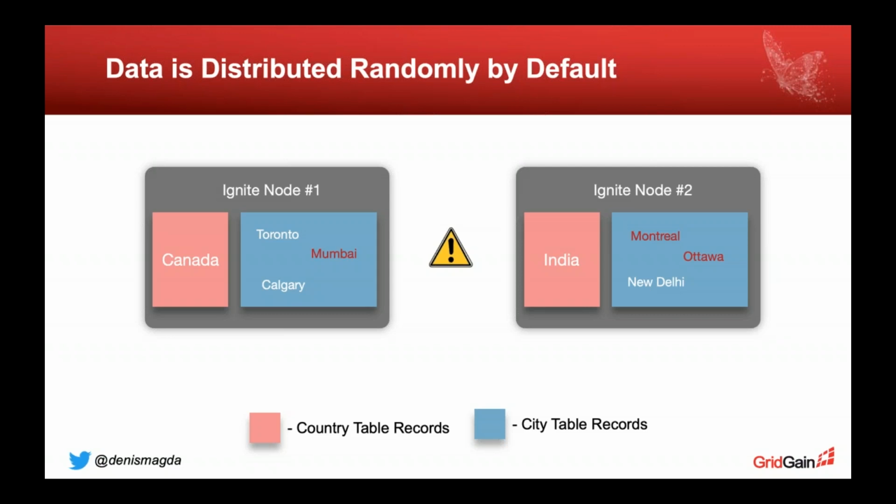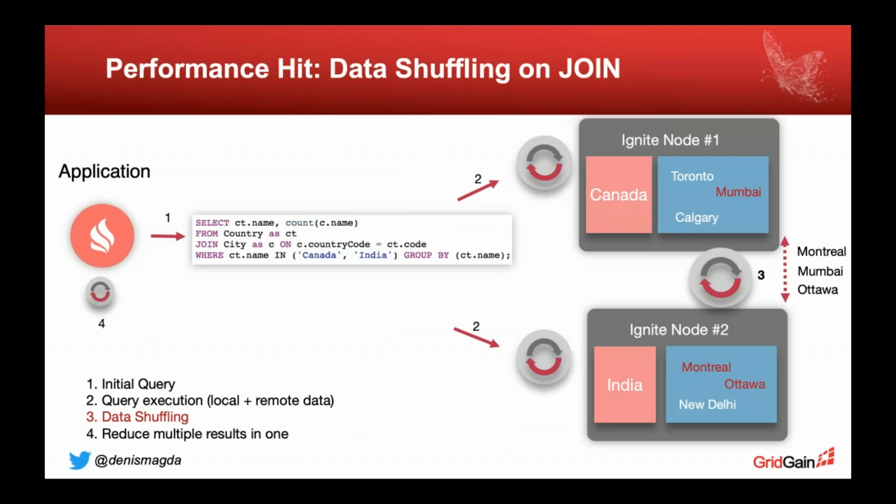And here we have the warning sign, because this situation might be okay for you, especially if you use just key value APIs when you need to read some individual records back. But things can go wrong, let's say, if you start using SQL with joins. You can imagine a variety of different in-memory databases providing SQL capabilities. So for instance, here is what happens. Our application executes a relatively simple SQL query that needs to join data stored in the country and cities tables.